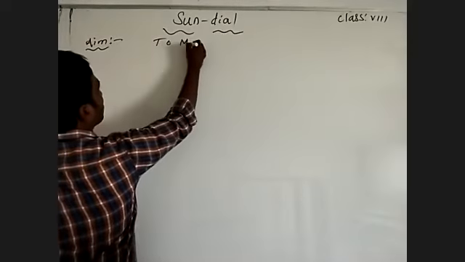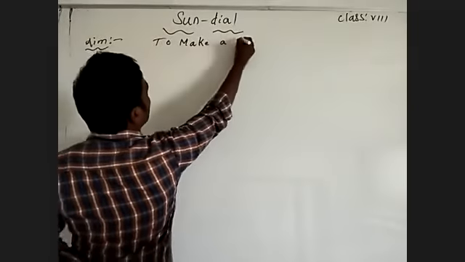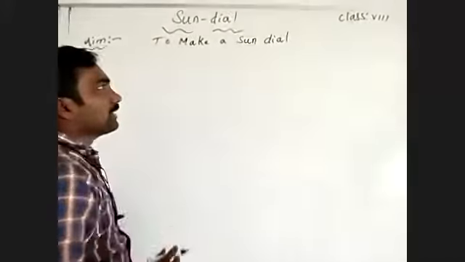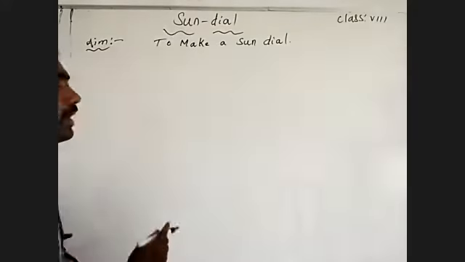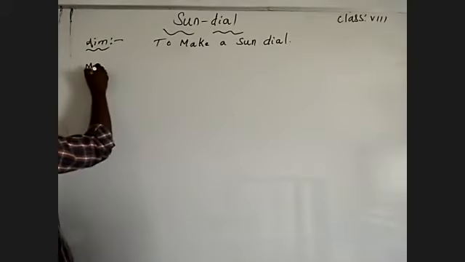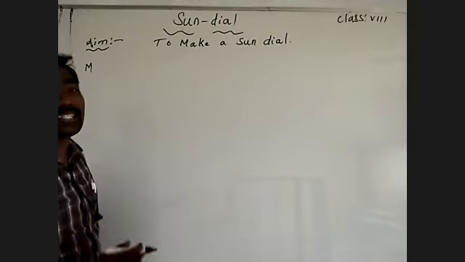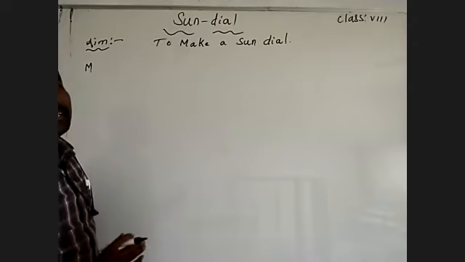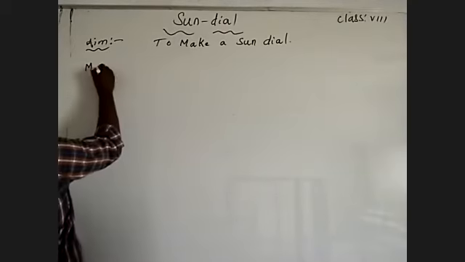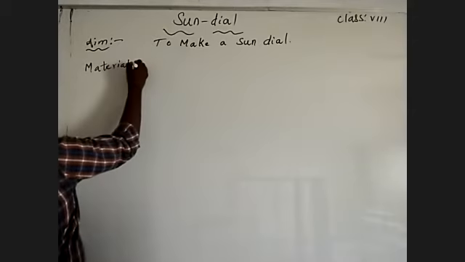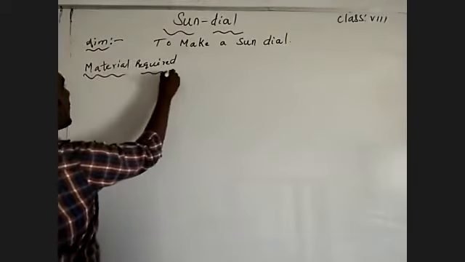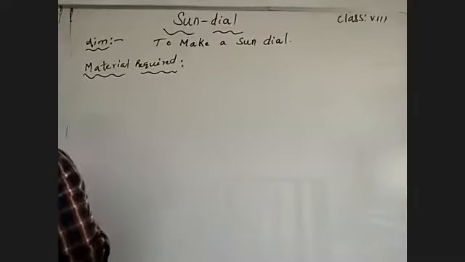We are making a sundial. It is a device. We are making a device whose name is a sundial. So how to make it? What do we need to construct the sundial? What are the materials we need? What are the things we need to construct the sundial? Material required.